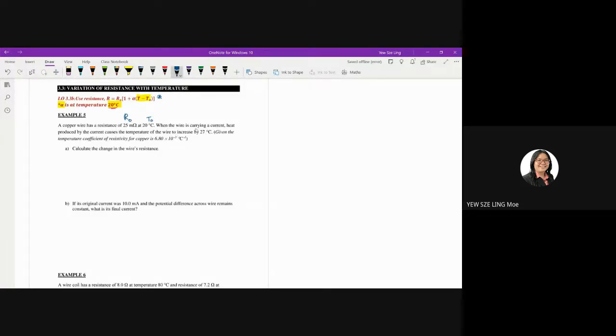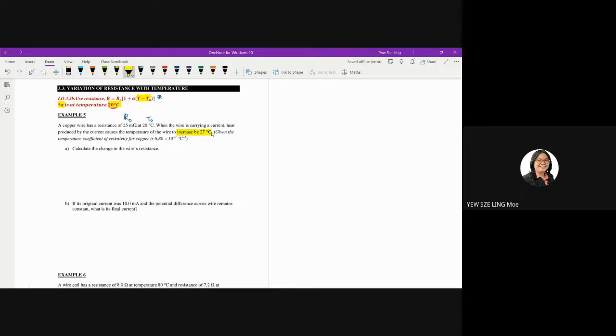When the wire is carrying the current, heat is produced by the current. Because of what? Heat is produced because of the collisions of atoms and electrons inside the wire. So heat produced by the current causes the temperature of the wire to rise. Now look at the statement.